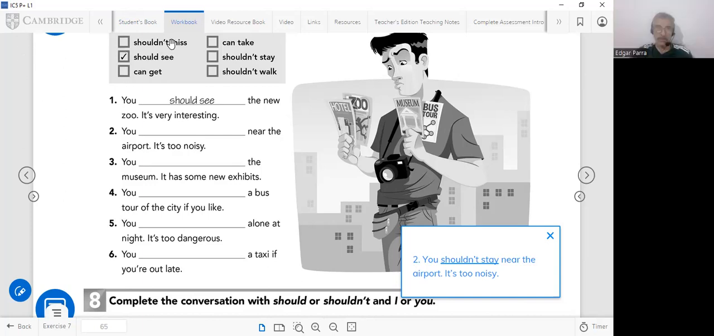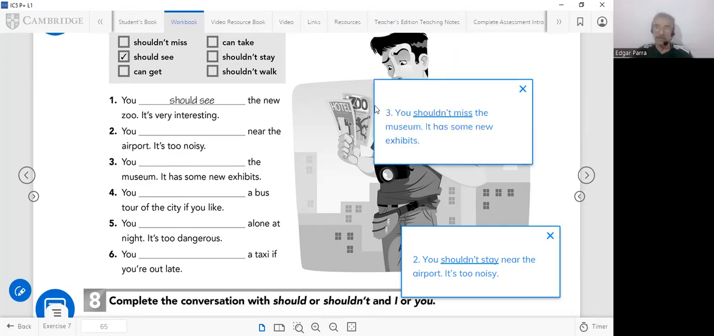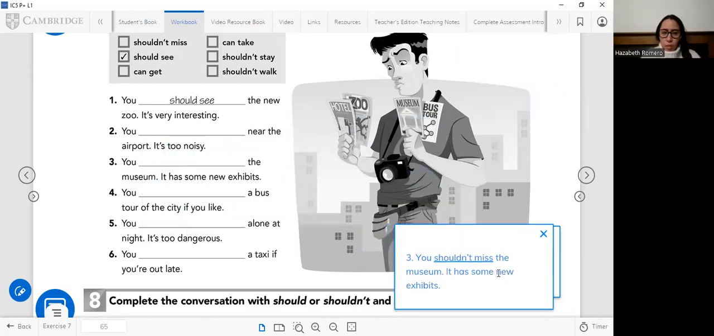So in this case, you shouldn't miss the museums, because it has some new exhibits. Some new exhibits. You shouldn't miss the museum. It has some new exhibits. Okay, tell me about number 4.